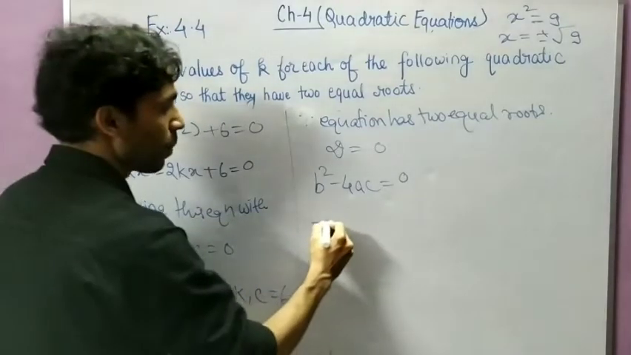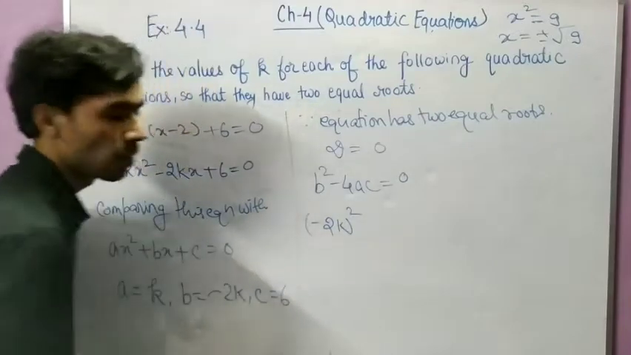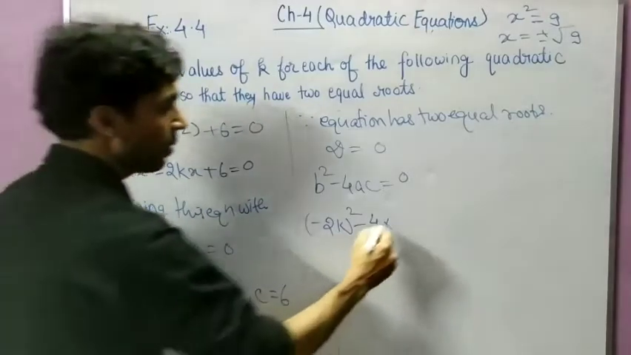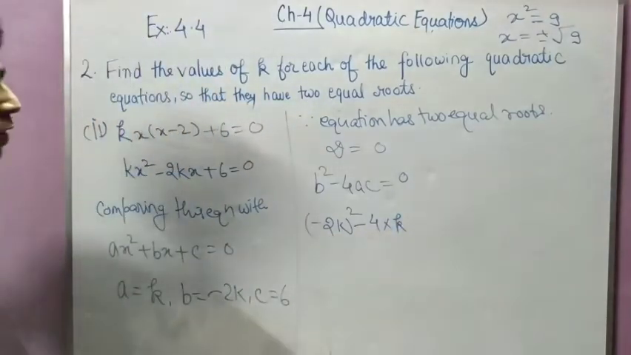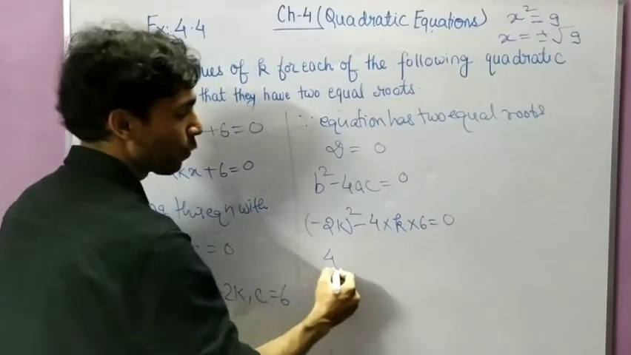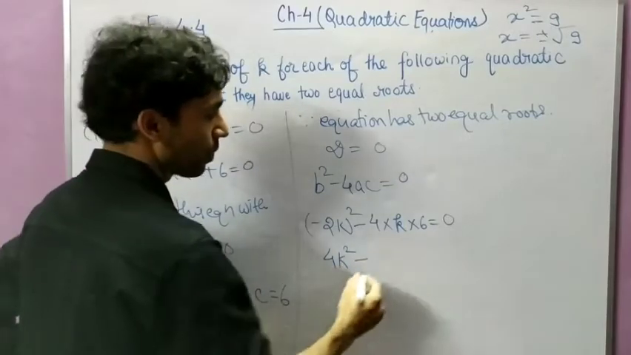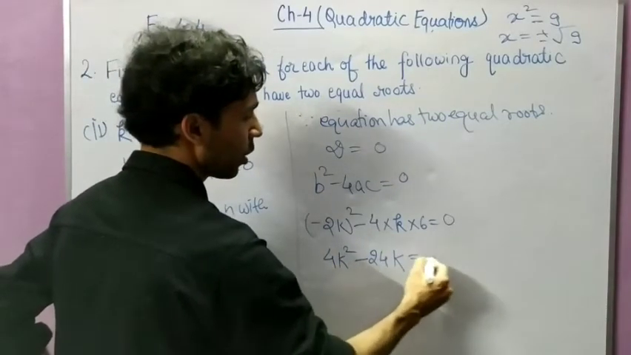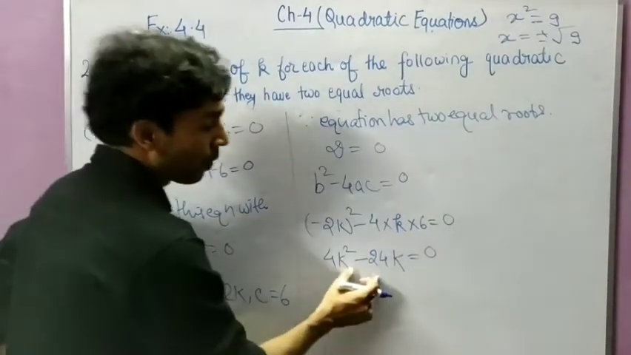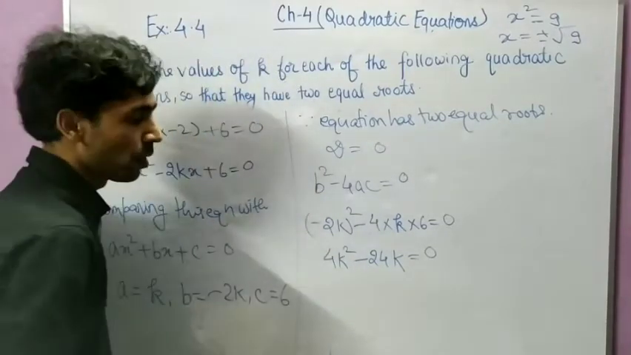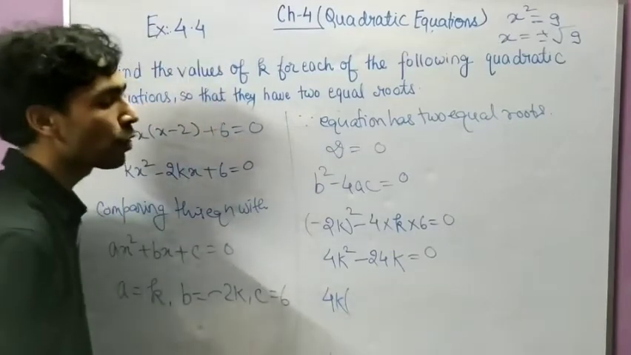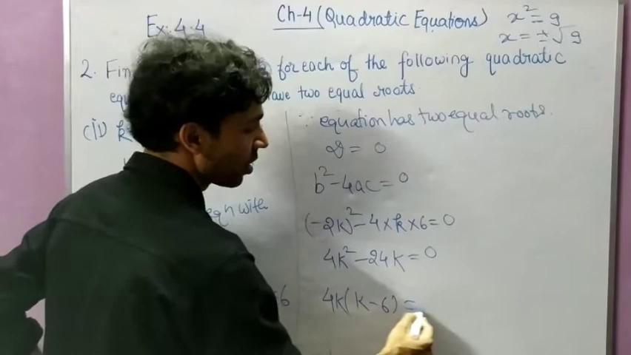So the value of b is minus 2k, whole square, minus 4 into the value of a, which is k, and the value of c is 6, equal to 0. Now minus 2k square will be 4k square minus 24k equal to 0. Now what you don't do is transfer this to the other side. We will not transfer, we will take common. So we can take 4k common, and when we take 4k common, we get 4k into (k minus 6) equal to 0.